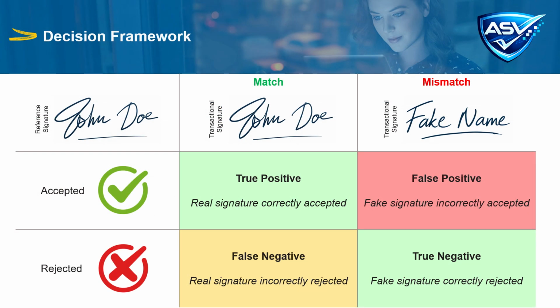Signature verification is fundamentally a balancing exercise. The goal is to maximize the number of genuine signatures that are accepted while minimizing the number of fraudulent signatures that are incorrectly approved. A true positive occurs when a genuine signature is correctly accepted. A true negative occurs when a non-matching signature is correctly rejected. False positives and false negatives represent undesirable outcomes and are managed through threshold tuning and manual adjudication. Every deployment requires a balance between automation rates and operational risk.